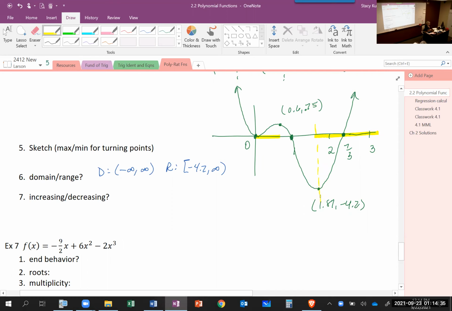1.87 to infinity, right? So that's where the function is increasing, and we refer to increasing and decreasing with just open parentheses. So I would say from 0 to 0.6, the function is increasing, and then from 1.87 to infinity, it is also increasing.